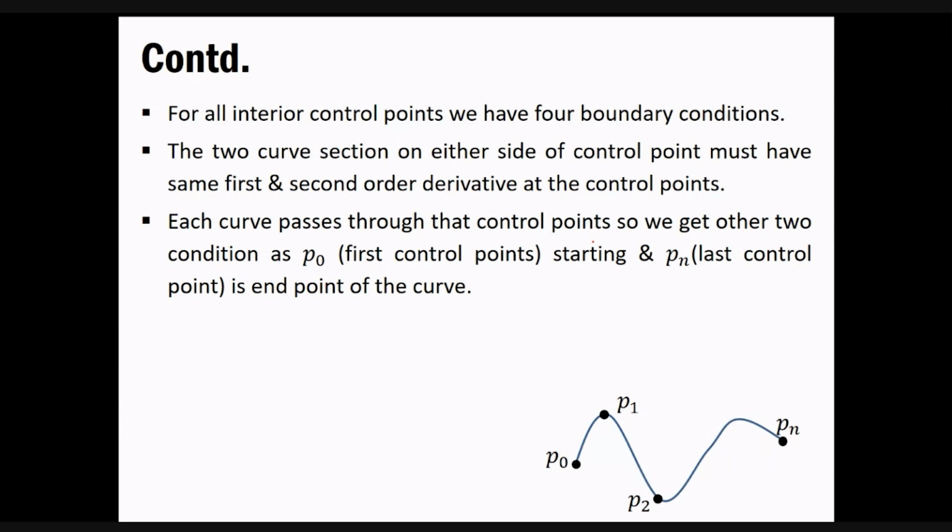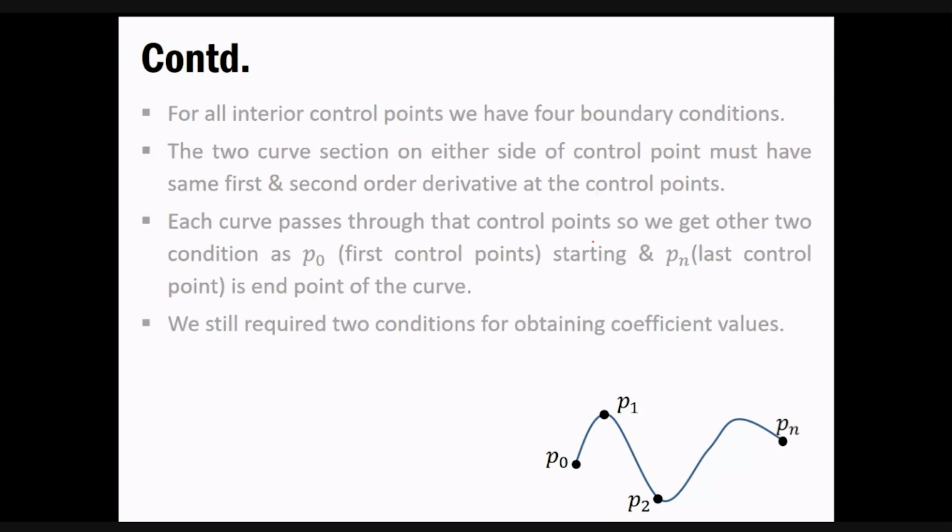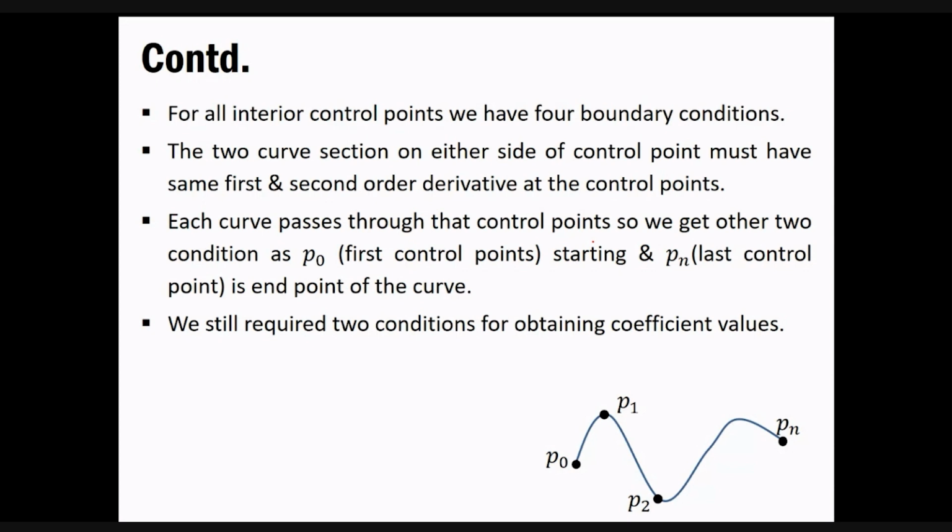So we get other two conditions as p0, that is nothing but the first control point, the starting point, and pn is the last control point, the ending point. We still require two conditions for obtaining the coefficient values. So we'll see this thing.